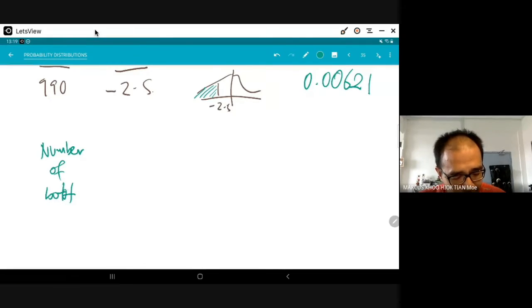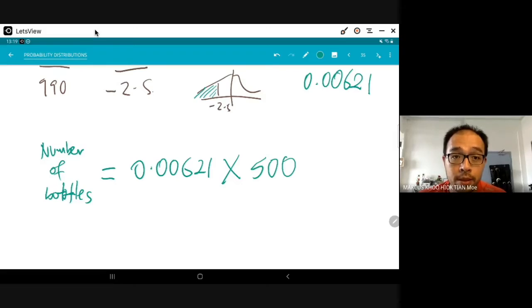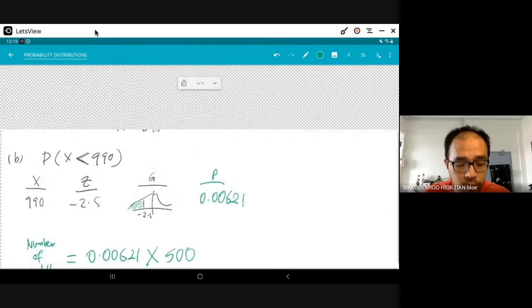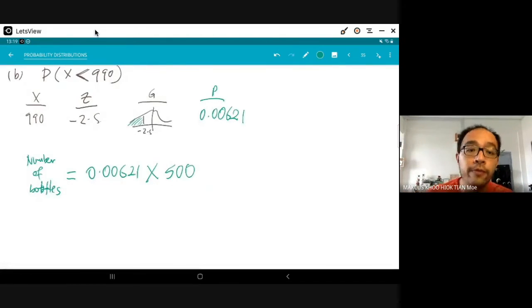What is this? Number of bottles equals the probability times how many bottles there are altogether. Okay, in the question it says 500 bottles, and that's why the 100 is there. So if you take a look, it is the exact same question as the percentage question, except the percentage question is 100 bottles. In this question I give you 500 bottles. You give me how many bottles have water that's less than 990 mils. Okay, and that's how we estimate.